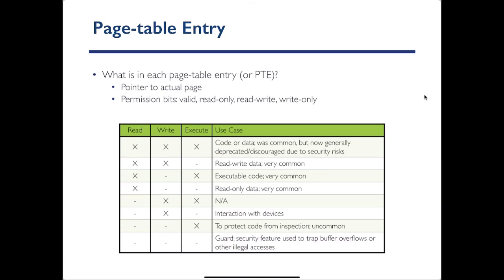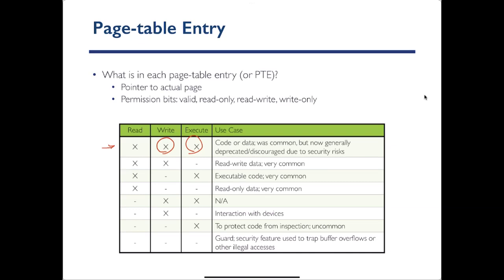So when you have a combination that grants read, write, and execute, this could be used for code or data. It was common, but not anymore. The reason is you don't want to have a piece of data that you can write and execute, because this allows the hackers to dynamically change the code and execute the same code. So it poses security risks. That's why this particular permission combination is very uncommonly used.